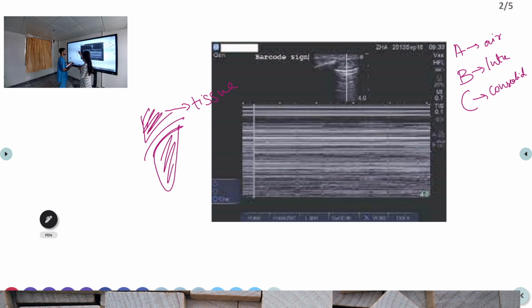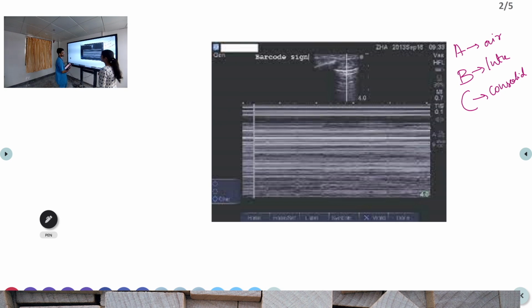But simultaneously, we will see some rocket-like things going, like our B-lines. That is called the Shred sign. Because of the contact between the diseased lung and the normal lung, there will be an air-fluid interface, so there will be rocket-like patterns, called the Shred sign. This much will be seen in lung ultrasound.